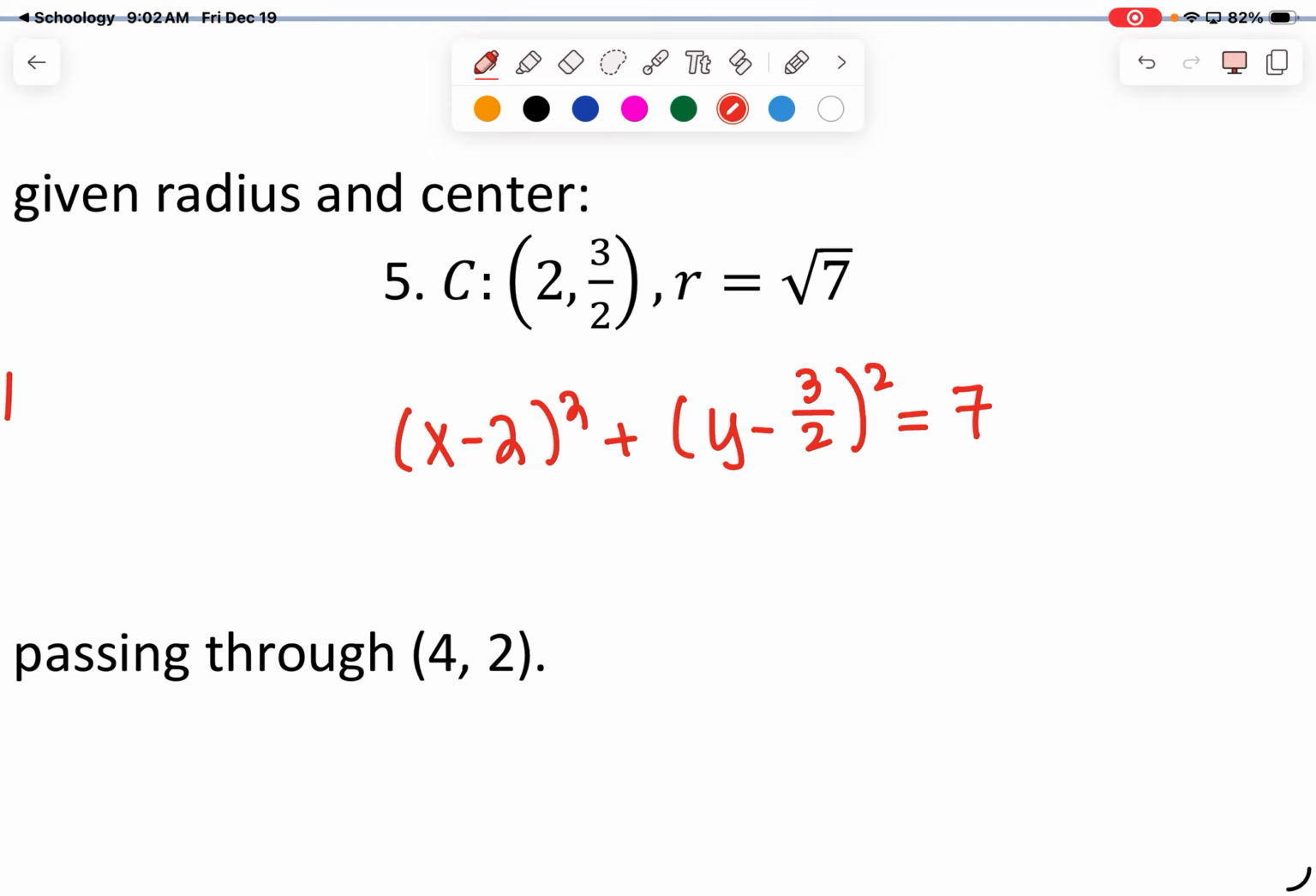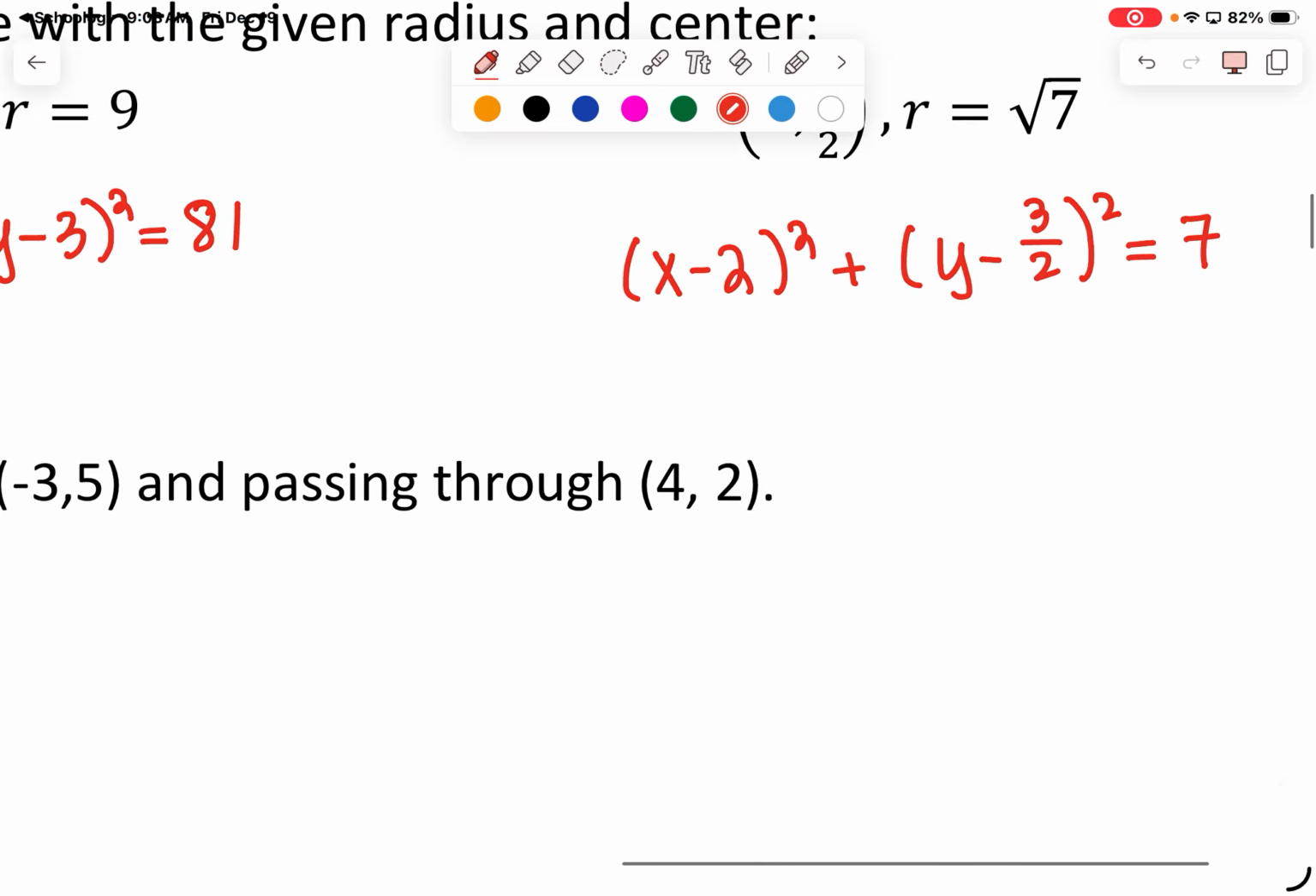Okay, so let's also talk about that term in the middle there, the y minus 3 halves quantity squared. You might be asking yourself, do we have to write it as the 2x minus y? And you don't. You can leave it like that because it's helping you find your center.